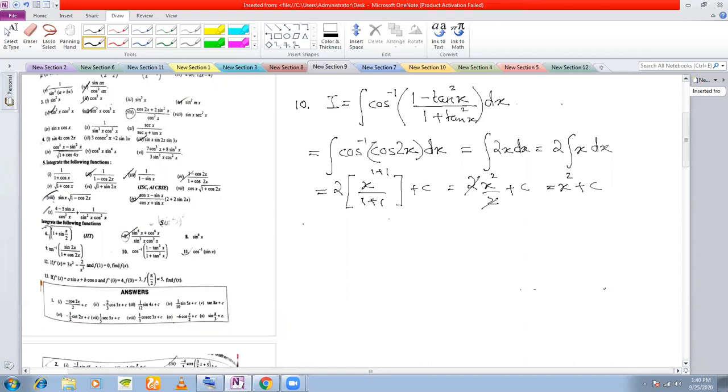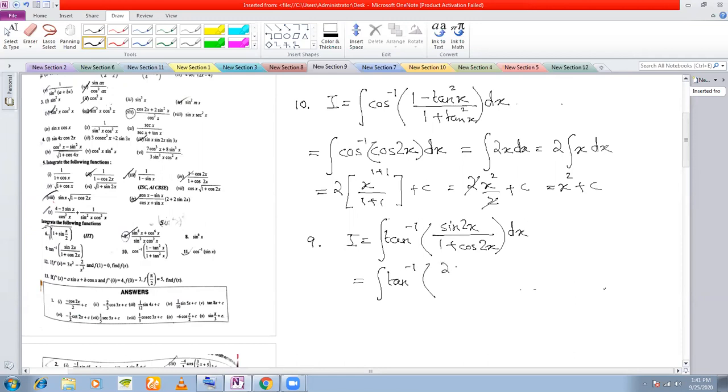Tan inverse of sine 2x by 1 plus cos 2x, integration of all this dx. What will you do with this? Can you tell me what can you do with this? Number 9.